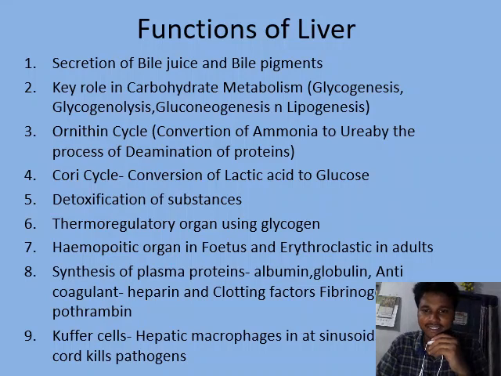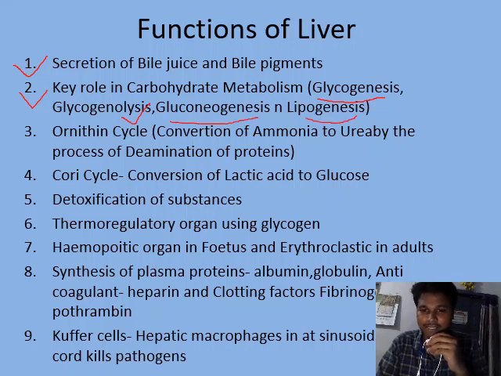Let's learn about the functions of the liver. The liver is considered one of the most important internal organs because it has several functions like secretion of bile juice and bile pigments. It plays a key role in carbohydrate metabolism. That means it carries out glycogenesis, glycogenolysis, gluconeogenesis, and lipogenesis processes. What is meant by them? First, glycogenesis means conversion of glucose into glycogen.